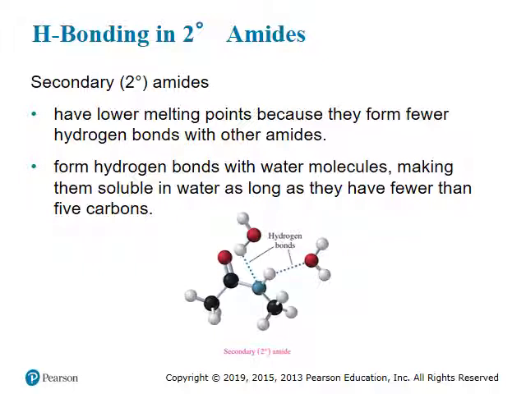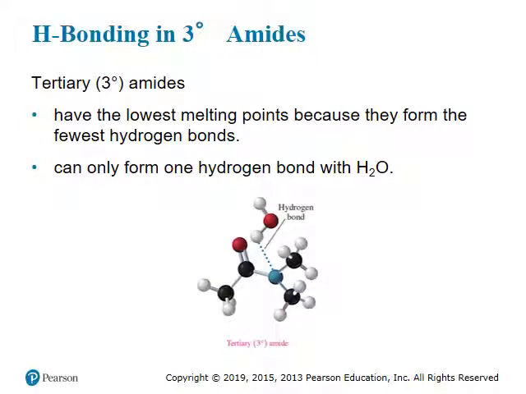Okay. Next, tertiary amides, same thing, they can only form 1 hydrogen bond. They have the fewest number of hydrogen bonds. That's why their melting point is the lowest of all. Okay, and since they can only form hydrogen bonds with water through one of these locations, maybe the carbonyl, they could also be slightly soluble, but again it diminishes as the number of carbon atoms increases.